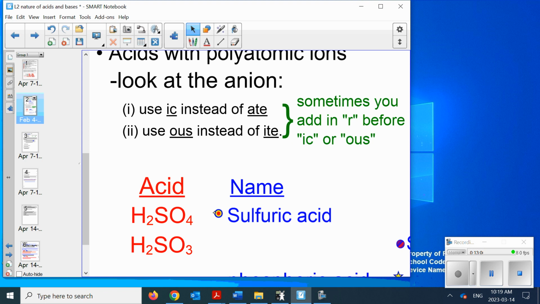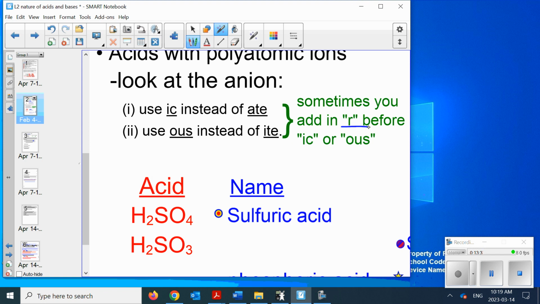Then the next one, though, you actually don't see SO3 a lot, but if you look up, it's sulfite. I've actually never had this type of acid in my lab, but it's an acid, it starts with an H. But instead of sulfous acid, I'll say sulfurous.